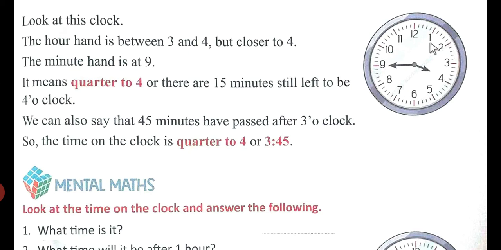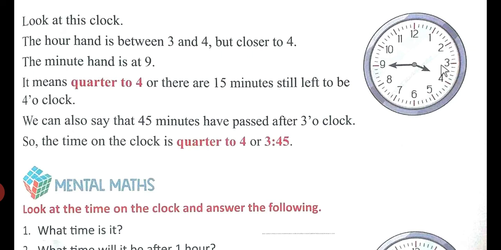So count the table. 5 ones are 5, 5 twos are 10, 5 threes are 15, 5 fours are 20, 5 fives are 25, 5 sixes are 30, 5 sevens are 35, 5 eights are 40, 5 nines are 45. So you will identify easily the minute hand is at 9. So immediately multiply 9 with 5. So 5 nines are 45.